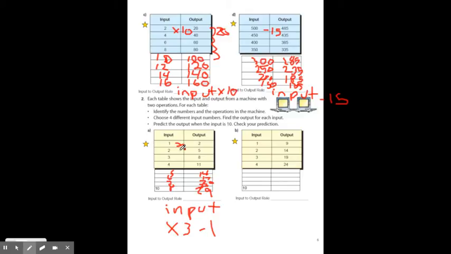2 times 3 is 6. 6 minus 1 is 5. 3 times 3 is 9. Minus 1 is 8. 4 times 3 is 12. 12 minus 1 is 11. So you're still doing the same steps that you would do here. You just have to do one extra step to figure out the second number in your pattern.